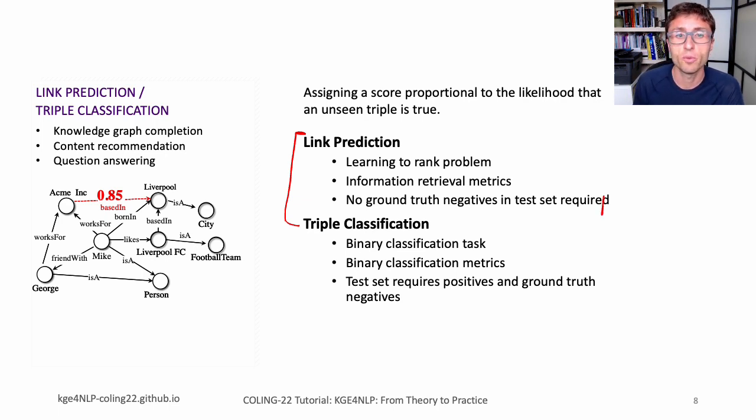Again, it's worth pointing out that when we talk about link prediction, we have no ground truth negatives in the test set, so they're not required, and you'll see in a minute why. Whereas if we speak about triple classification, this is a slightly different flavor of the same kind of problem, predicting links between nodes, but the way we cast the problem is a bit different. It's a binary classification task with binary classification metrics, and we need both positive and negative ground truth statements, right?